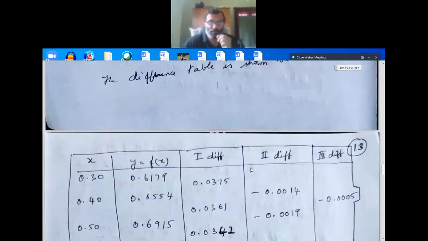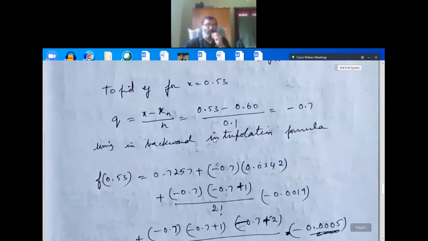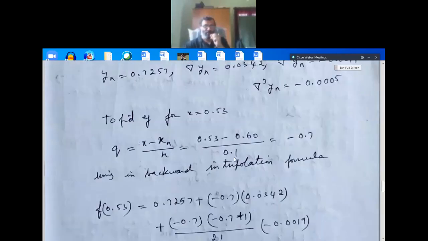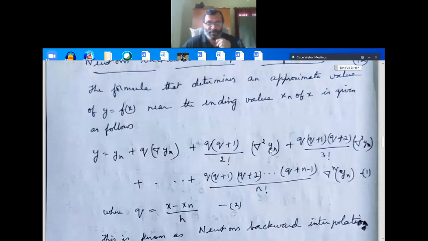To find f of 0.53 means to find the value of y for x equals 0.53. Okay, so q is equal to x minus xn divided by h. So 0.53, xn is 0.60, minus 0.60 by h, 0.1. So you'll get minus 0.7. Now we use this in the backward interpolation formula. Backward interpolation formula, all of you know here. Q value, first difference in the last entry, like that, yn, etc.